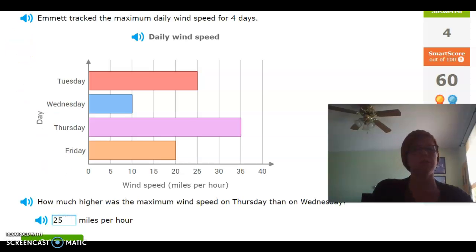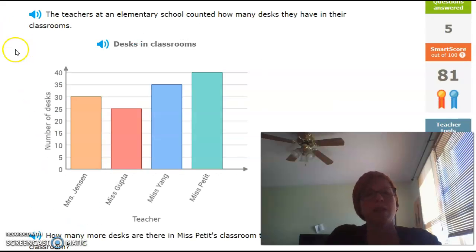Very good. Let's do this last one together. It says the teachers at an elementary school counted how many desks they have in their classrooms. And the title of this graph says desks in classrooms, the number of desks, and then the names of the teachers. How many more desks are there in Miss Petty's class than Mrs. Jensen's class? So once again, we're comparing amounts.